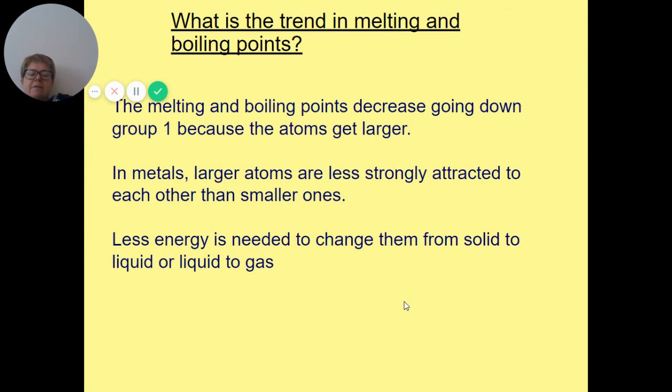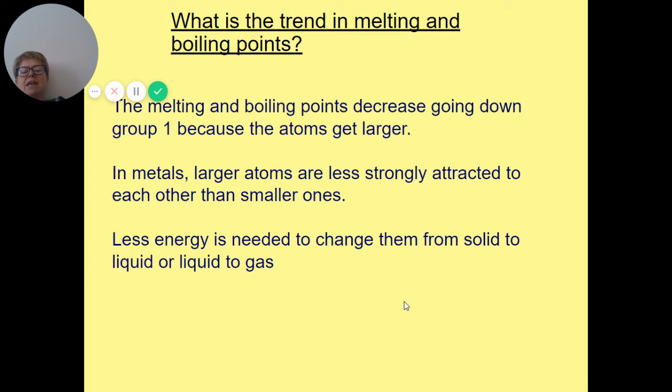So why is that then? Why is it that the melting and boiling points decrease? Well, it's because as you go down group 1, the atoms of the metals get larger. So in metals, larger atoms are less strongly attracted to each other than smaller ones.